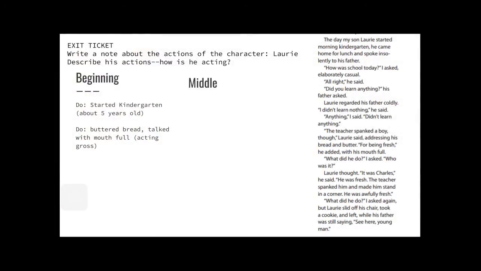Okay, this is your exit ticket for today. Write a note about the actions of the character Lori. So we got some stuff in the beginning, and we're getting to the middle of the story. I want you to write a note. You're going to take something right out of the text that he did and put it on your paper or screen. And then, if you can, I want you to describe it. Put it in parentheses. How would you say he is acting? Take your note right out of the text: what did he do? Then put in parentheses your thoughts. Use your thinking voice to describe how he is acting.